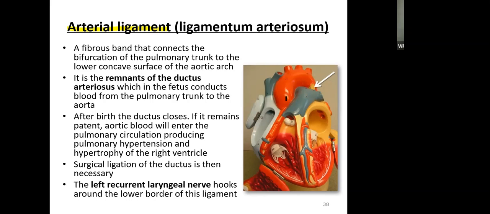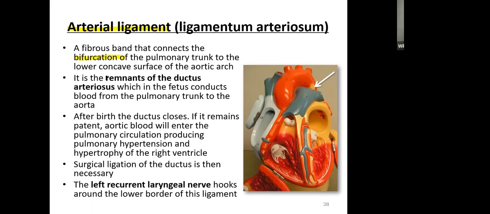So this, of course, is going to be the right side of the heart. This is the right atrium, right ventricle leading off to the pulmonary trunk, and the pulmonary trunk dividing off. And right here, we have this ligament. It's a fibrous band, and it connects the bifurcation of the pulmonary trunk to the lower concave surface of the aortic arch. Now, this is the bit that you need to know.